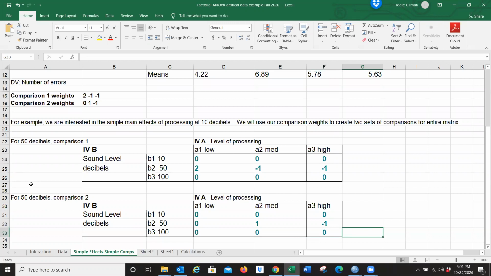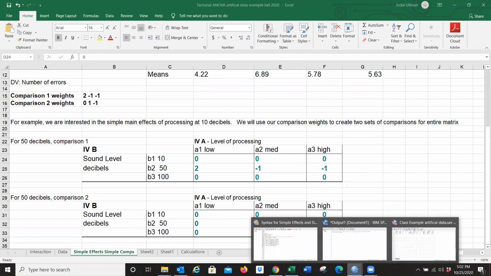So we did this for 10 decibels. We did it for 50, and you could do the same thing for 100 decibels. So why does this matter? Well, just as we use these simple coefficients when we had a one-way ANOVA and wanted to calculate comparisons and weight the means, we're going to use all of these when we want to calculate simple main effects and also get simple comparisons. We'll use both of these sets.